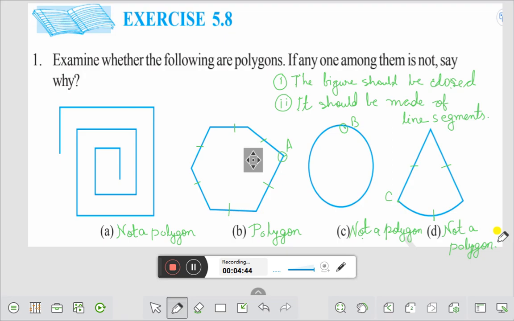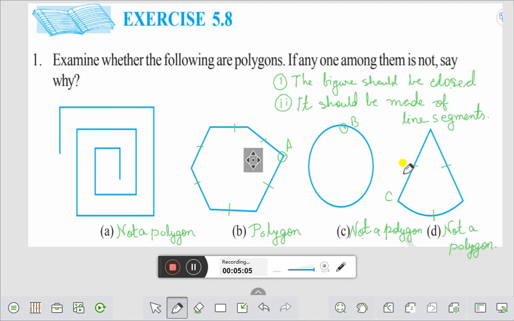This is the solution of question number 1. You see here, polygons are the figures which should be closed figures and they should be made up of line segments. But this is not a closed figure, therefore it is not a polygon. This figure is closed and is made up of line segments, therefore it is a polygon. This one is a closed figure, but it is not a polygon because it is not made up of line segments.